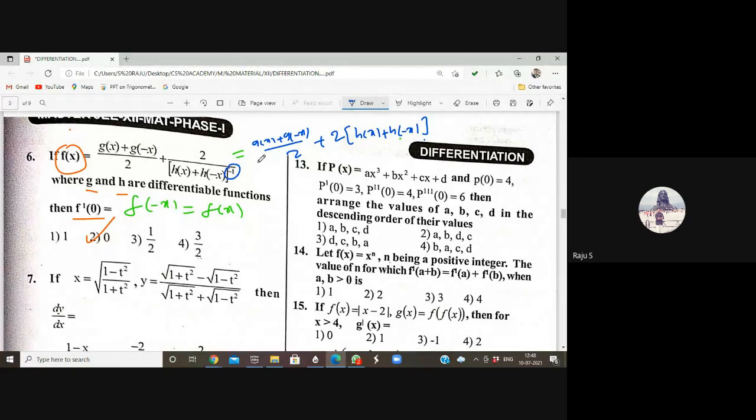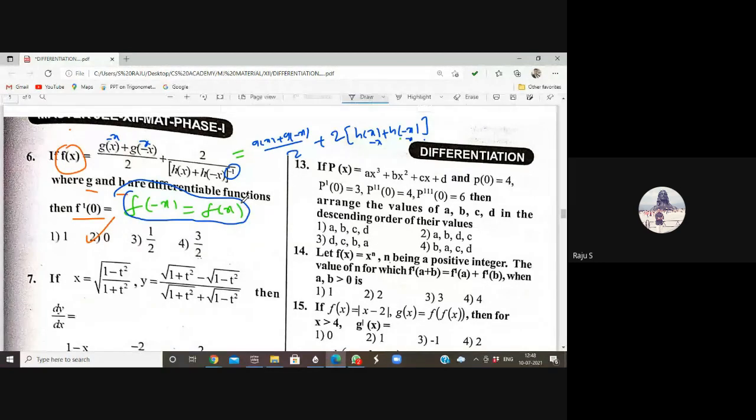Take it into the numerator. When we replace x by minus x, minus into minus becomes plus x, and by minus x becomes plus x, nothing but the same function only, no? Whether we are getting the same function or not, f of minus x is equal to f of x. So what shall we conclude here? Is f of x an even function or an odd function?